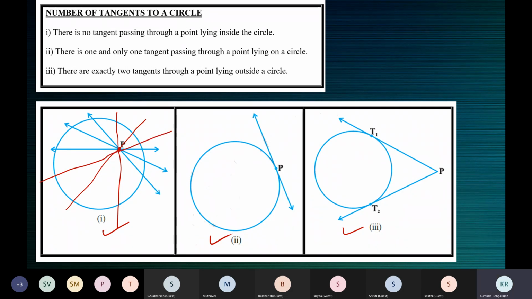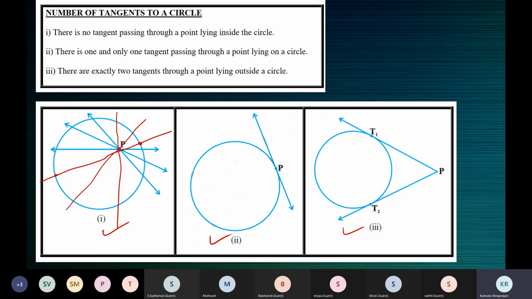So when you're given a point, all these lines are secants because they intersect the circle at two distinct points. So given a point inside the circle, we cannot draw any tangent, or there is no tangent that can be drawn passing through a point lying inside the circle.